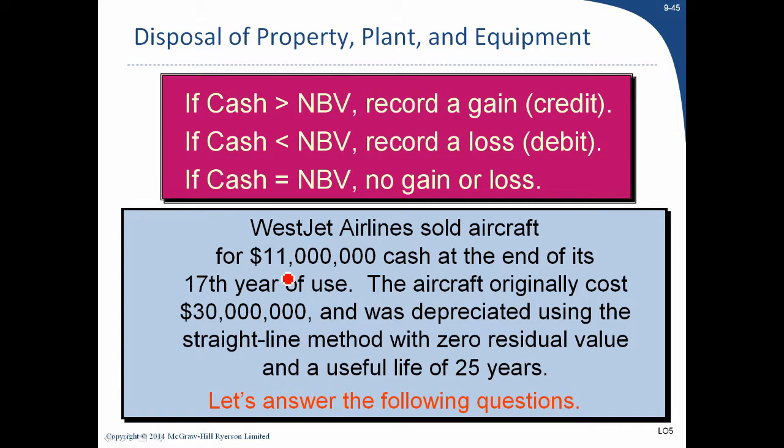WestJet sold an aircraft for $11 million in cash at the end of its 17th year of use. This would be different if it said the beginning of the 17th year of its use. The aircraft originally cost $30 million and was depreciated using straight line with zero residual value and a useful life of 25 years.